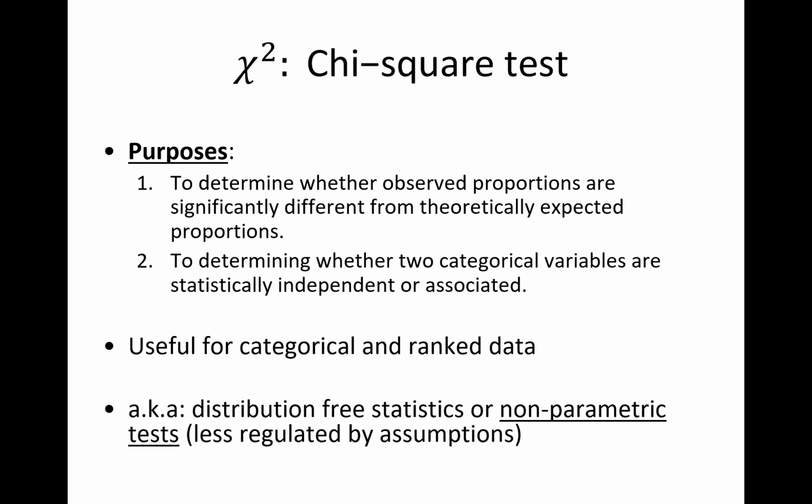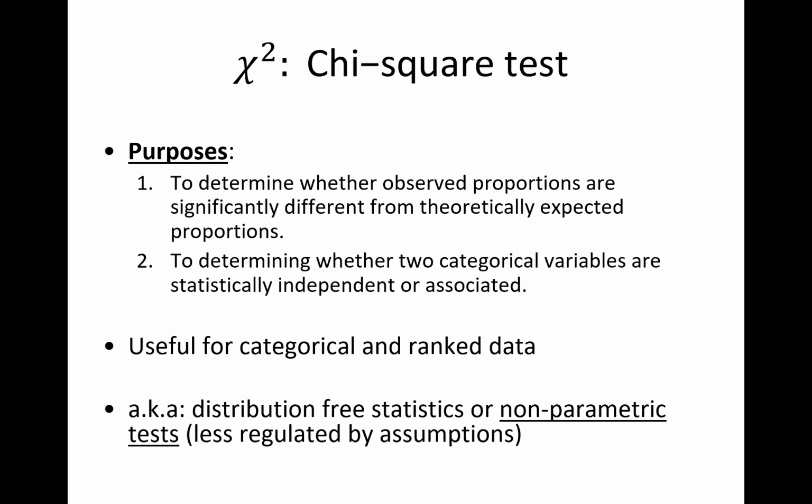Chi-square is a non-parametric test. That means that it does not share assumptions such as the assumption of normality or homogeneity of variances. And there are actually two different chi-square tests that I'm going to cover briefly.